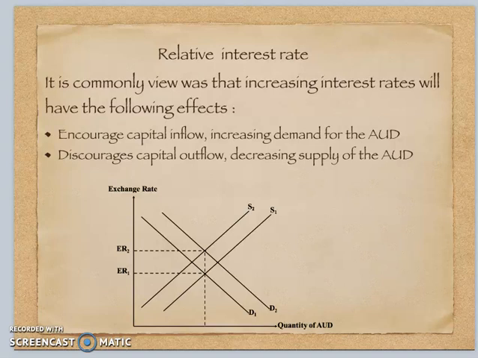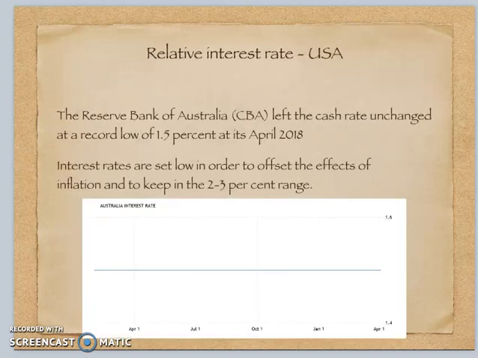First factor is relative interest rate. It's commonly viewed that increasing interest rates will have the following effects: it encourages capital inflow, then increasing demand for the Australian dollars, and discourages capital outflow, then decreasing supply of the Australian dollars. There are some relative countries, for example, the United States.